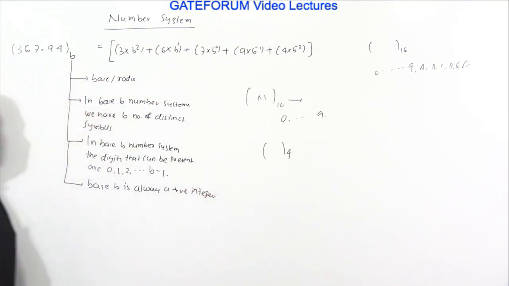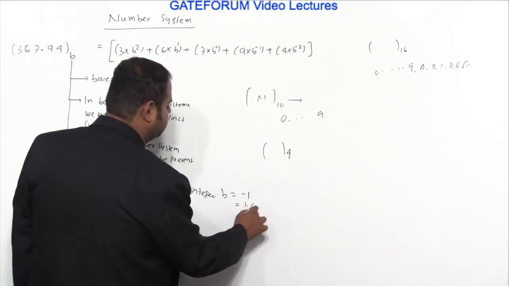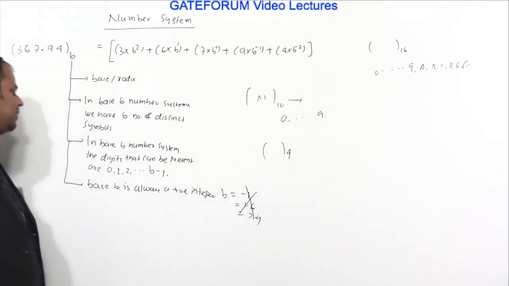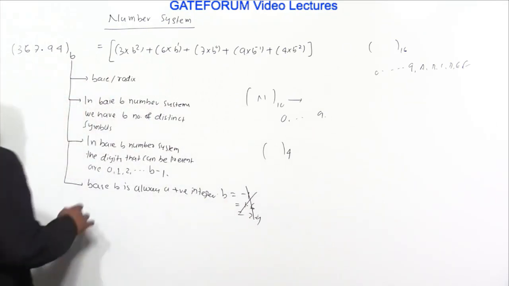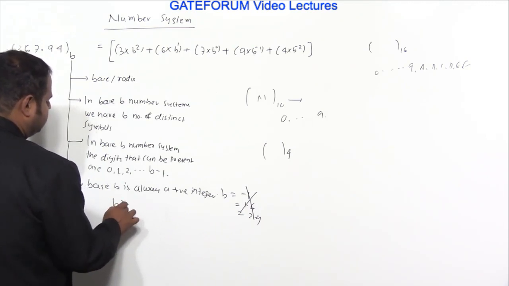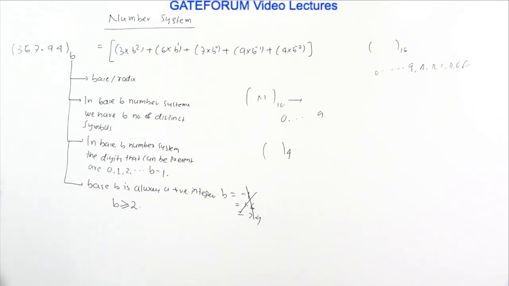Base cannot be negative, base cannot be fractions. You can't have B equals minus 1 or 1.6 or 2.9 kind of things. These are meaningless. Base is always a positive integer. And if you ask me what is the minimum value of base B, generally we say base is greater than or equal to 2. In most cases base is greater than or equal to 2.